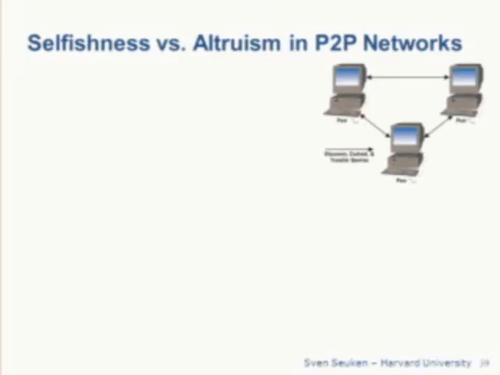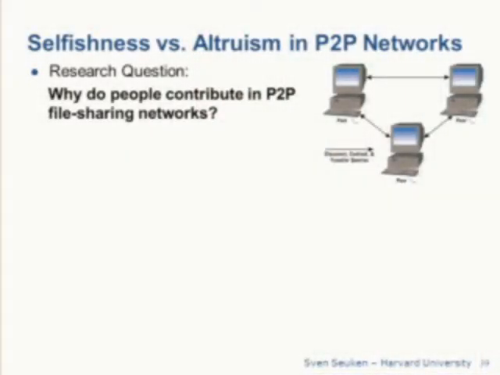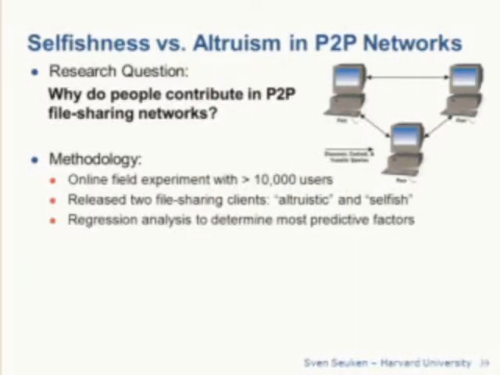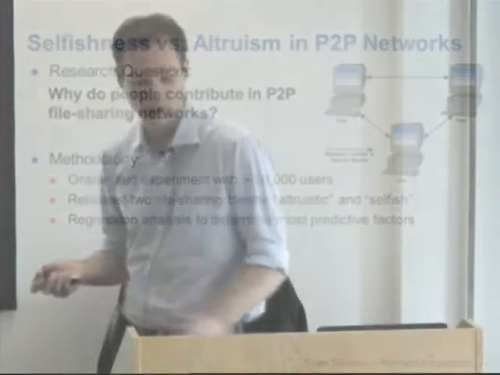Some of the other projects I worked on: this was an experiment I ran in a peer-to-peer network on the degree of selfishness and altruism, where we asked the question, why do people contribute in peer-to-peer file sharing networks if they don't have to? The methodology was an online field experiment with more than 10,000 users, where we released a file sharing client in 2 versions, one altruistic and one selfish, and then we observed users' behavior, and we had some survey responses from users. Then we performed a regression analysis to find the most predictive factors for users' degrees of selfishness.